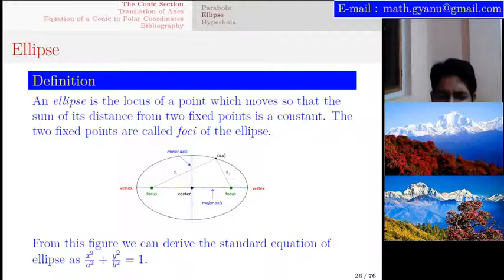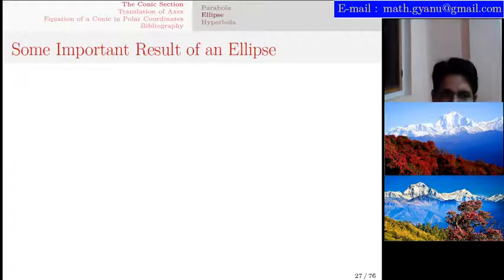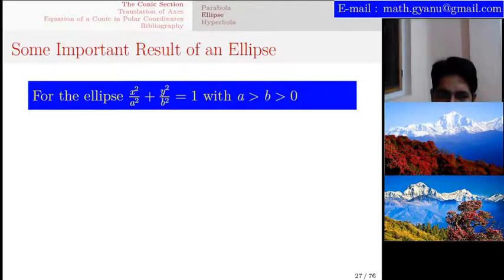You only need to remember the different forms of the ellipse, and by comparing them you will find the different components: foci, center, length of major axis, length of minor axis, coordinates of vertices, equation of directrix, etc. throughout the numerical problems. So I suggest you remember the upcoming results on the ellipse. Okay, some important results of an ellipse.